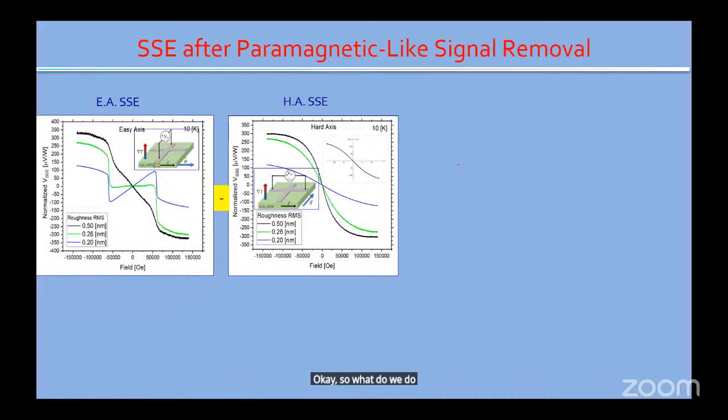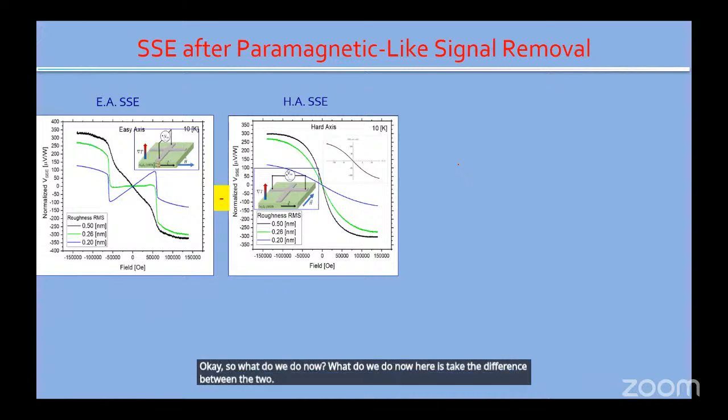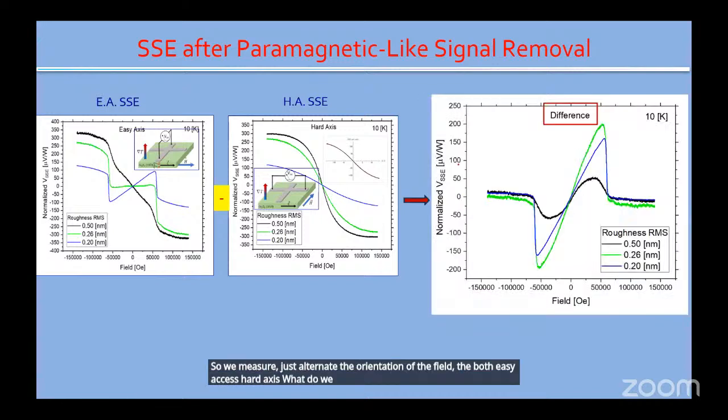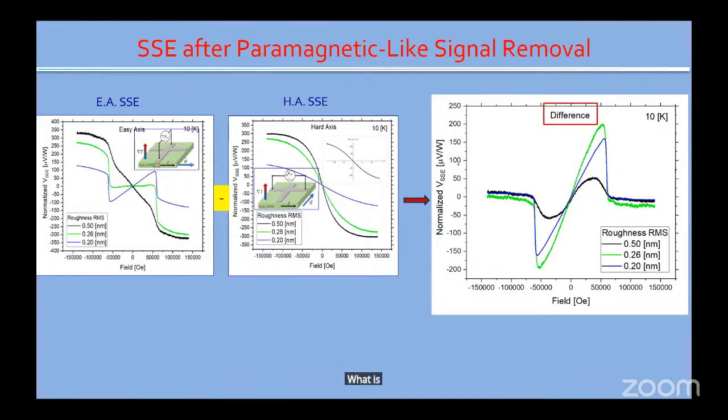What we do here is take the difference between the two. We measure, just alternating the orientation of the field, both the z-axis and the hard axis. What do we get? We take the difference, we get a signal like that, okay? The blue and the green look similar, closer to what is predicted or calculated in the simulation result I showed earlier.